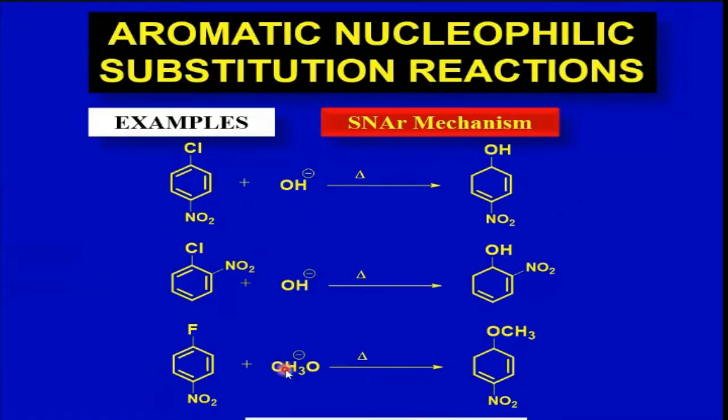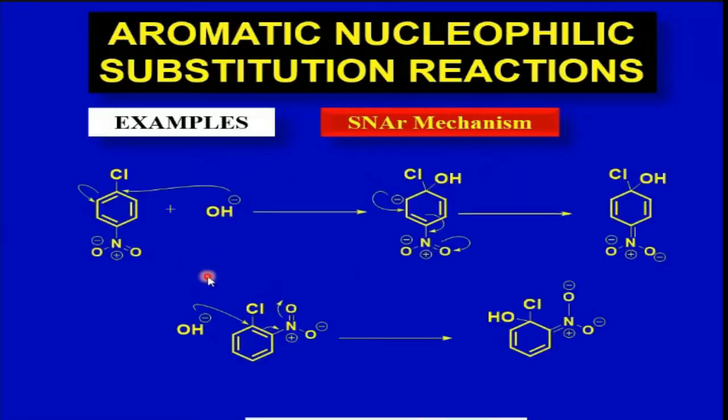hydroxyl group. Then we can also have another halogen like fluorine in this case, and it is reacted with a methoxide anion, and fluorine actually also can leave. Fluorine is a good leaving group and it can leave, it can be replaced, and then the complex is stabilized. Let's see how.